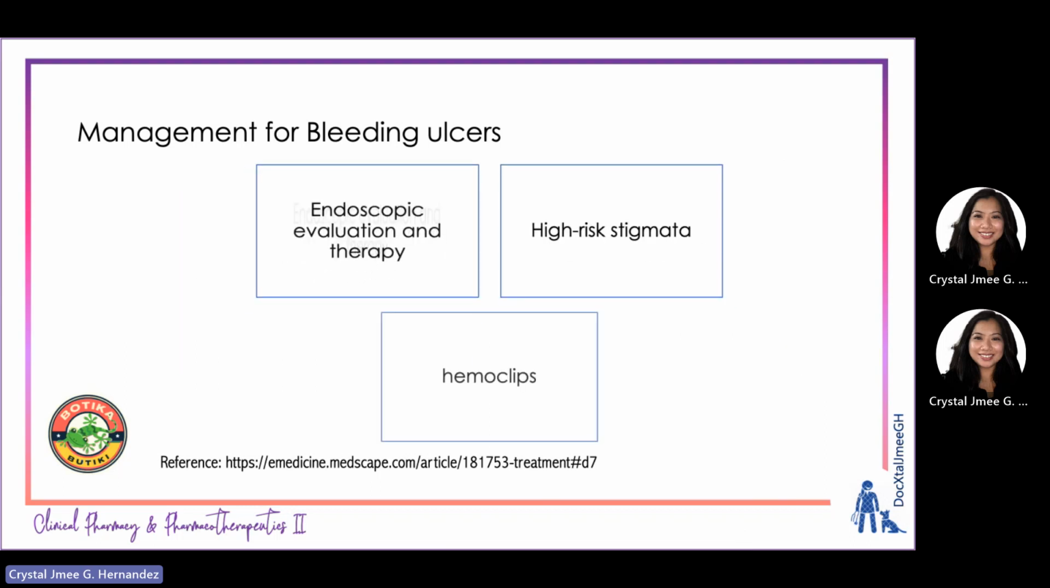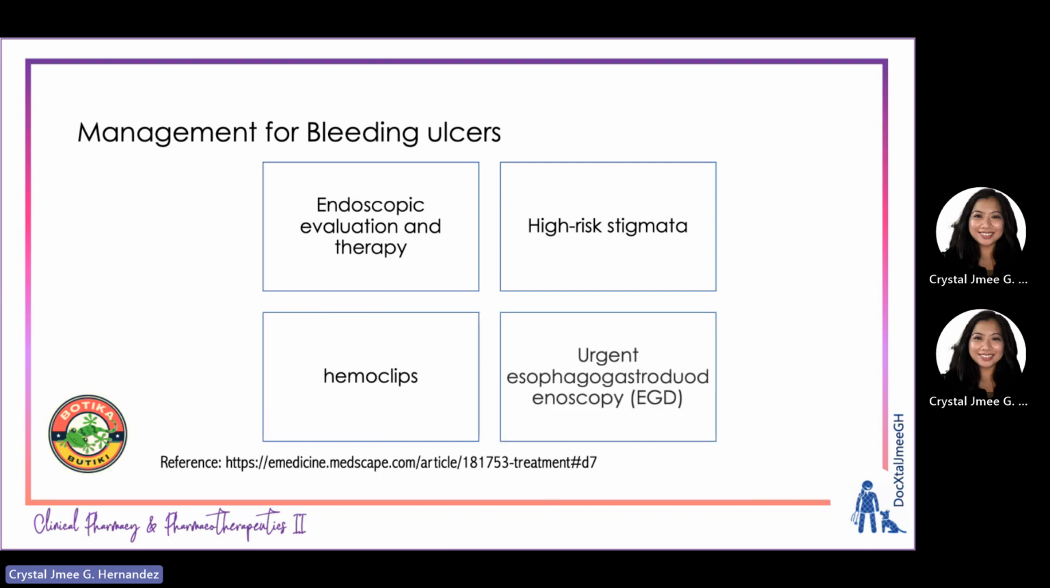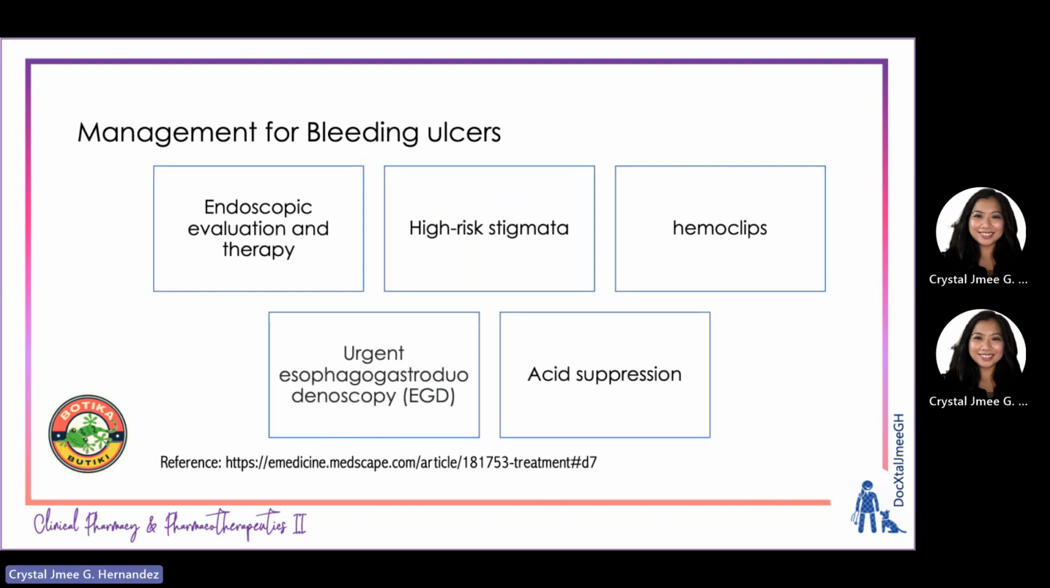of therapies. So in certain cases, they use hemoclips in order to aid in the bleeding or to hold the bleeding. And then urgent esophagogastroduodenoscopy is also advised. Acid suppression is one of the recommended treatments or general pharmacologic medical management for acute bleeding of ulcer or peptic ulcer. So this would reduce the gastric acidity and eventually that would improve hemostasis at the site.